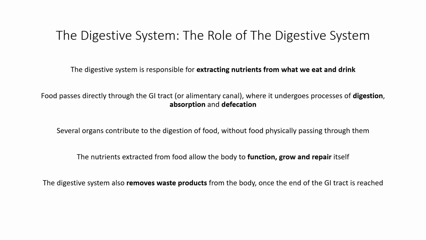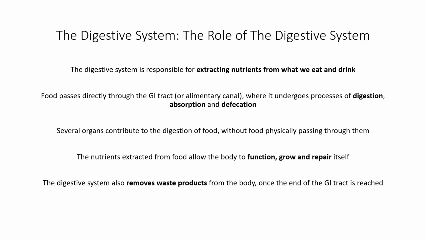So, what is the role of the digestive system? Simply put, the digestive system is responsible for extracting nutrients from what we eat and what we drink. Food will pass directly through the GI tract, and it will undergo processes of digestion, absorption and defecation. Now, this is actually a 4-stage process, which will be discussed in the following slides, with the first stage being ingestion, then digestion, absorption and defecation, because of course we can't digest anything that we haven't ingested.